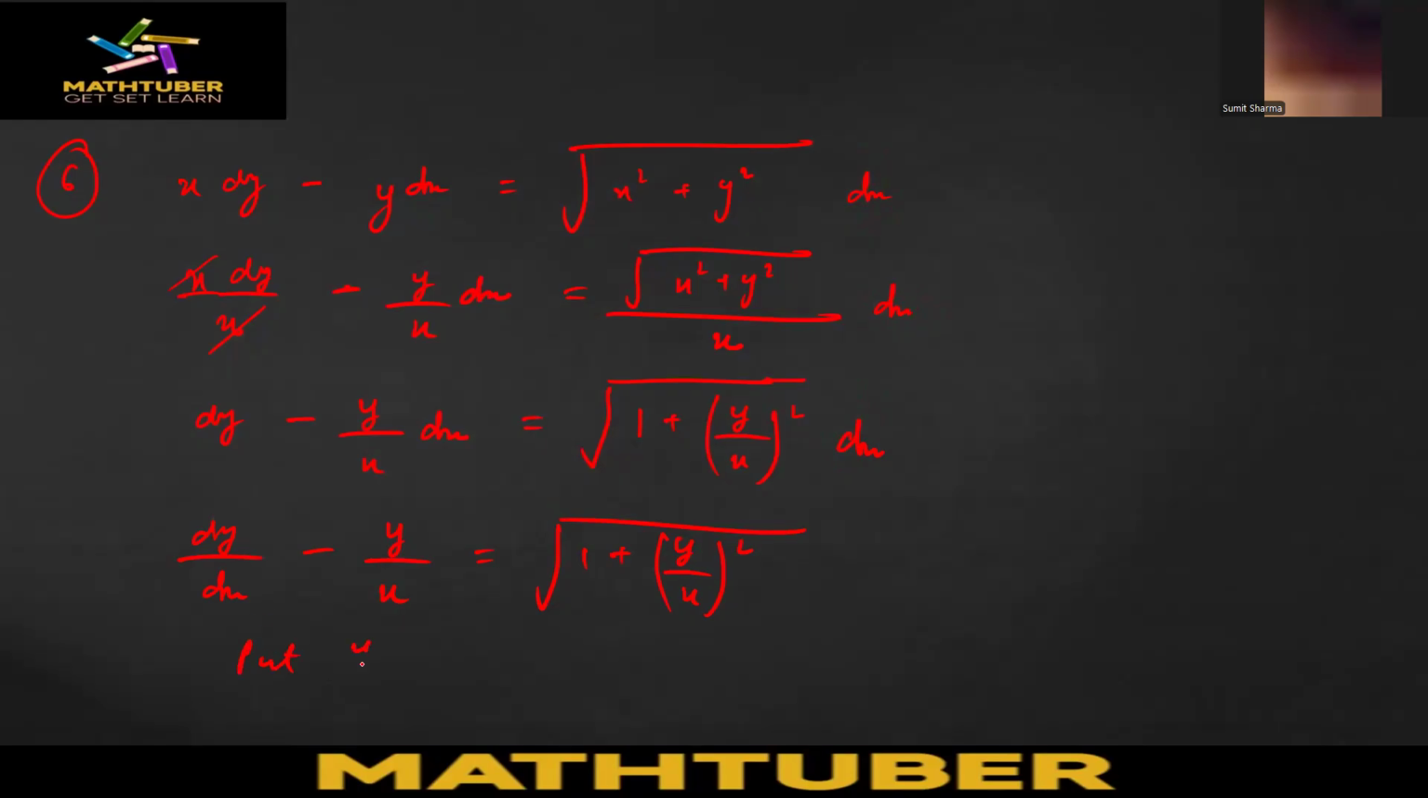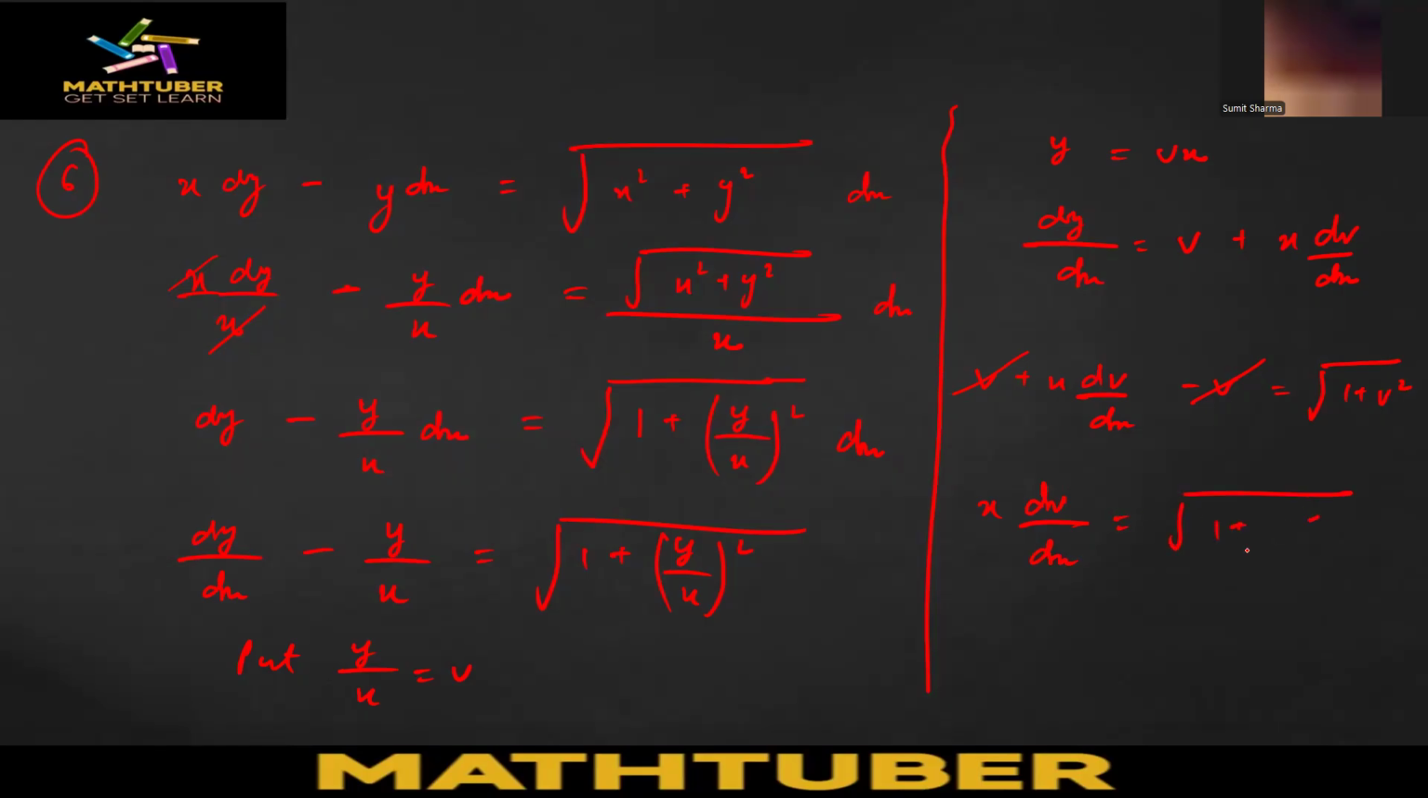Now again we have to put y upon x equal to v. So y is equal to vx, dy upon dx is equal to v plus x dv by dx, and the final equation will be v plus x dv by dx minus v equal to under root of 1 plus v square. V will get cancelled here. This will become x dv by dx is equal to under root of 1 plus v square.